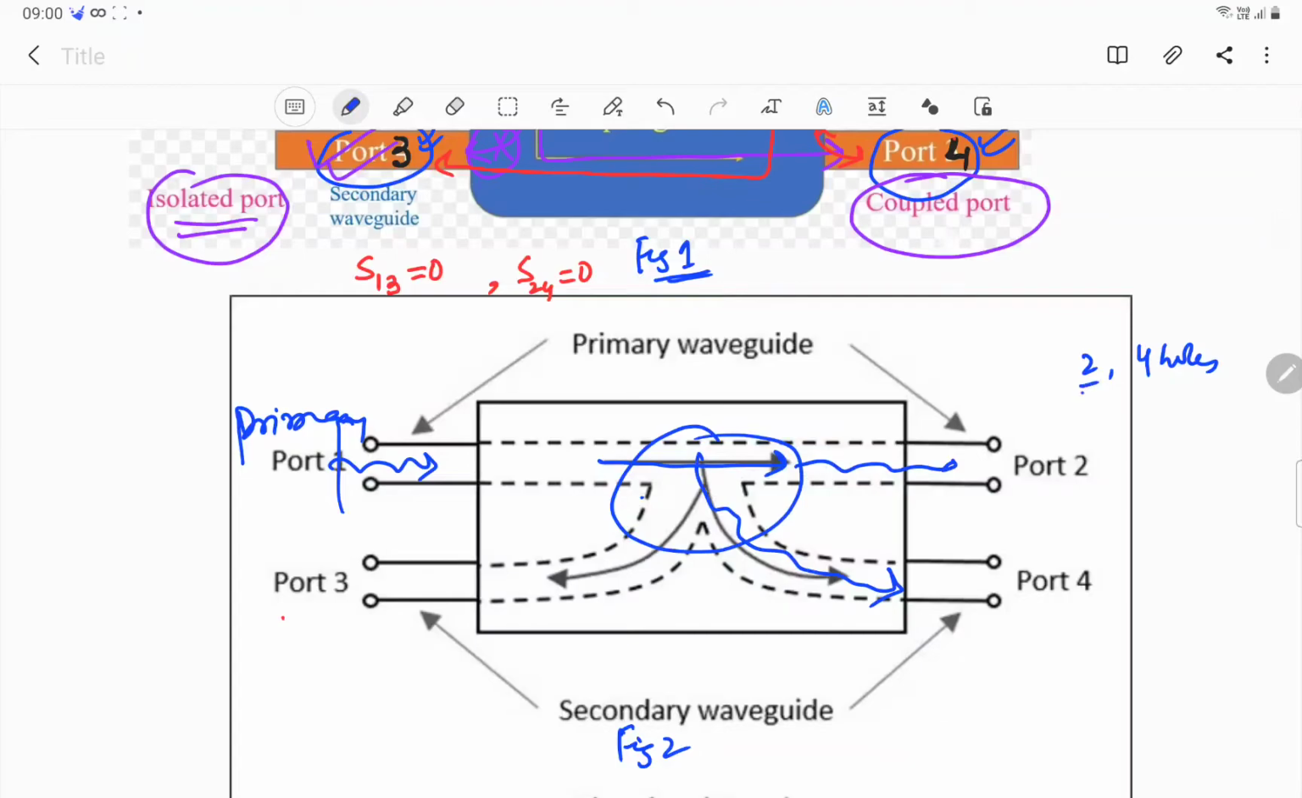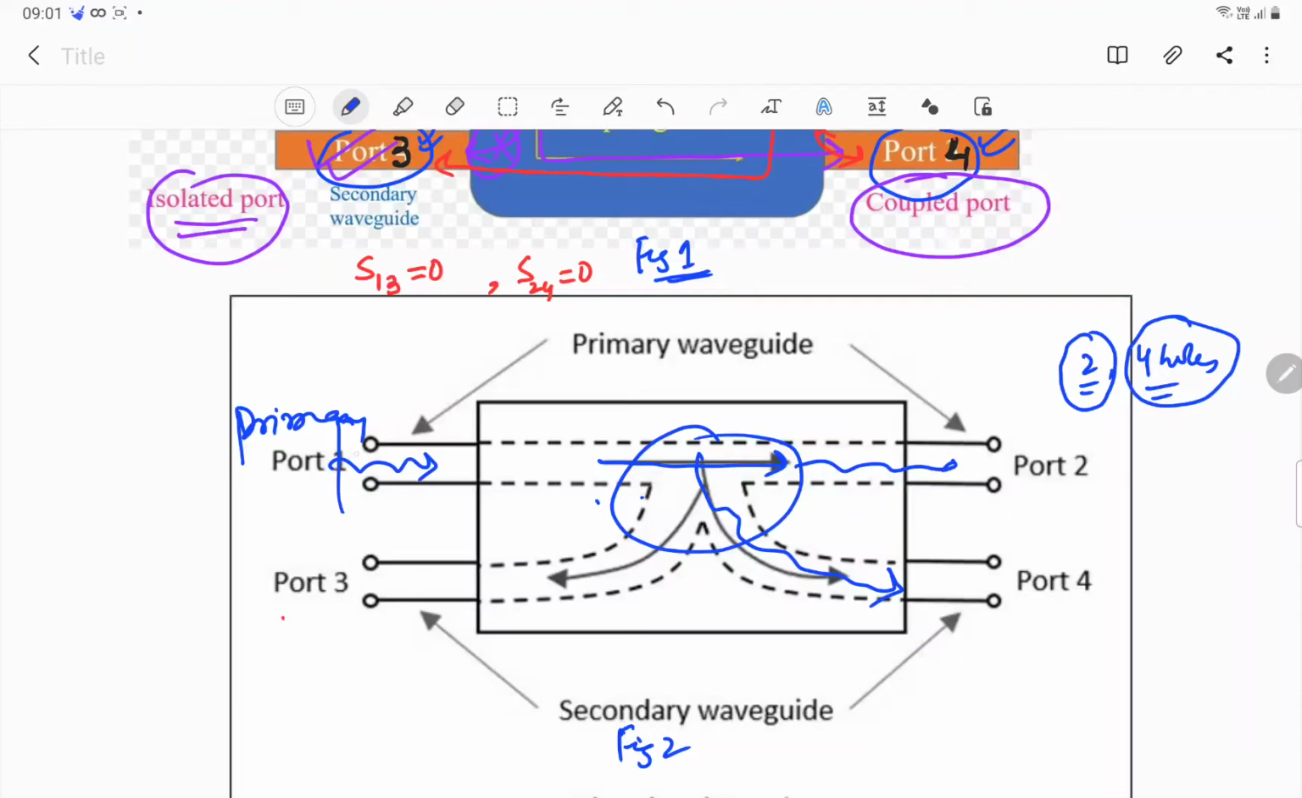We can have two holes, four holes, and the number of holes designates its name. For example, we can have a two-hole directional coupler, or a four-hole directional coupler, depending upon the number of holes in the primary waveguide. We'll discuss two-hole directional couplers after this.